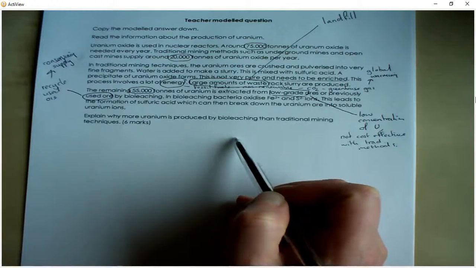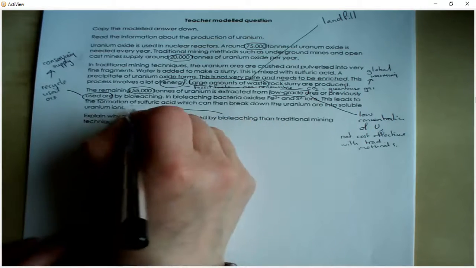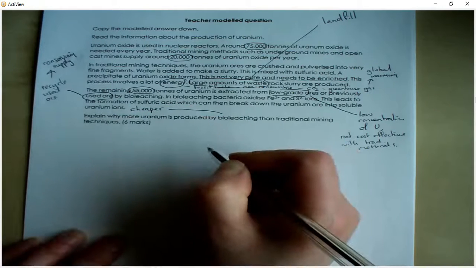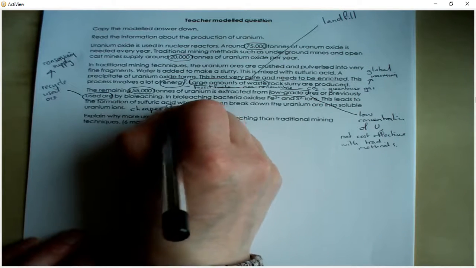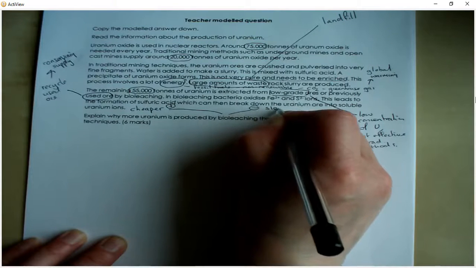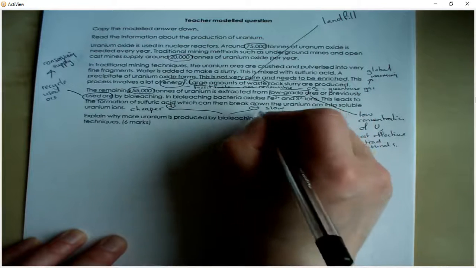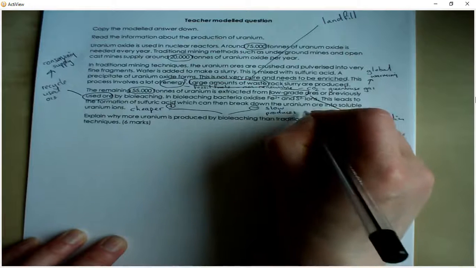We need to use the information in the question, but we also know something about bioleaching. We should know, hopefully from our lessons, that bioleaching is cheaper than traditional methods. We also know it's slow, which is a disadvantage. So I'm going to put positives here, and negatives there. It is slow, slower than traditional methods. And the other disadvantage is it also produces toxic substances.